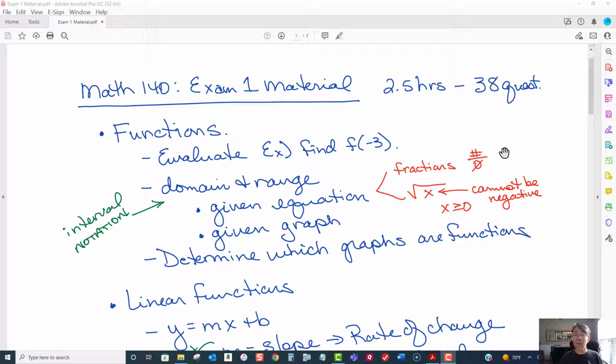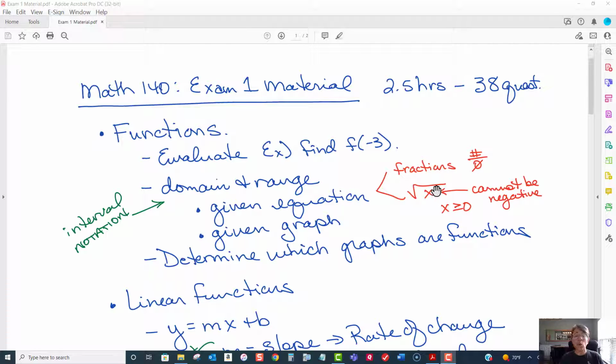So notice right here, if you have a rational function, in other words, a fraction, you can use any number as long as that number does not make your denominator 0. You cannot divide by 0. So you have to figure out what those numbers are and exclude them. Okay, so take them out. If you're using interval notations, those will be the points that have parentheses because you cannot use them.